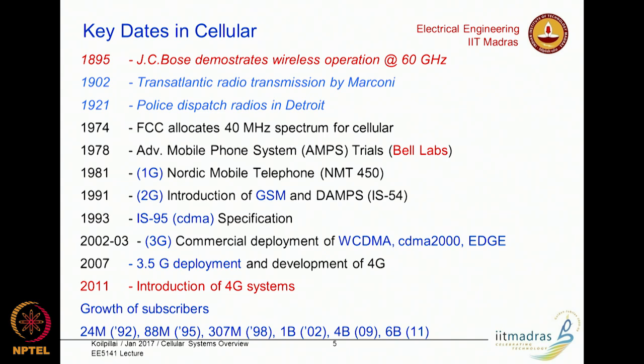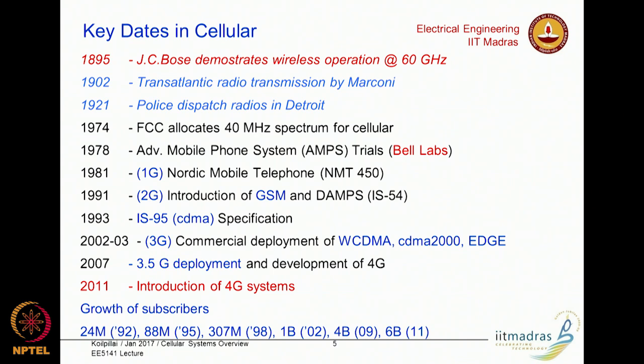And just a historical perspective, 1895 was J.C. Bose's first experiment. Transatlantic transmission by Marconi was 1902. The first users of wireless communication were police and the armed forces during the World Wars, both the World Wars, but by and large the commercial use of cellular did not start until much later.